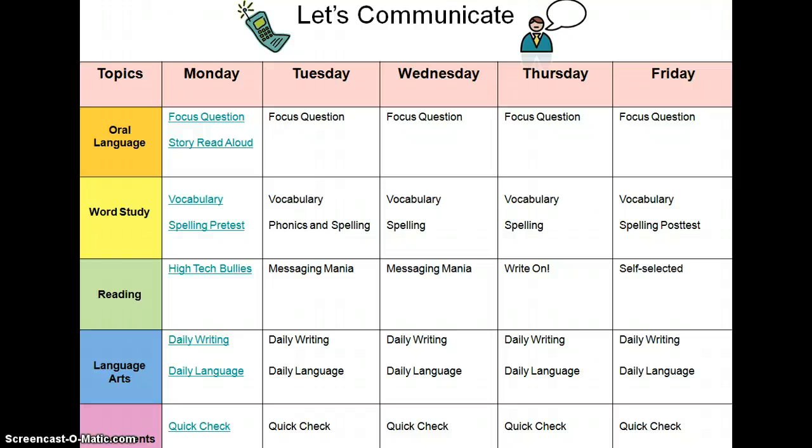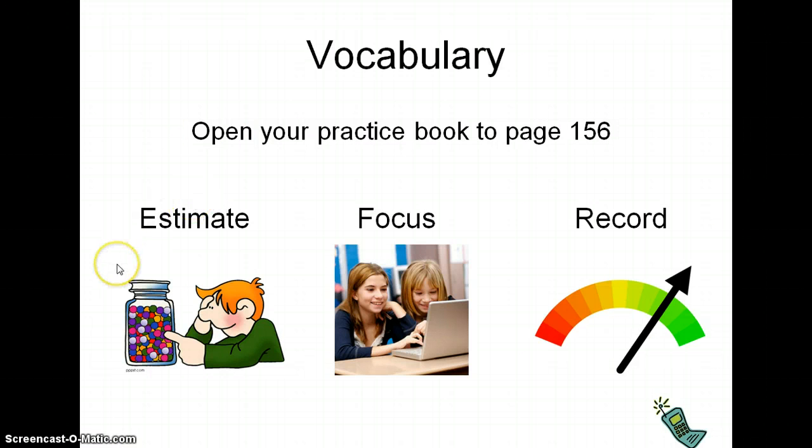Okay, moving along to word study, we have two links, vocabulary and spelling pretest. And so when I click on vocabulary, you'll see the three vocabulary words that we are going to study pop up. And it's not just the words, but it's always the word and some kind of visual that represents that word. This helps the students identify it visually as well, so they have something to remember it by.